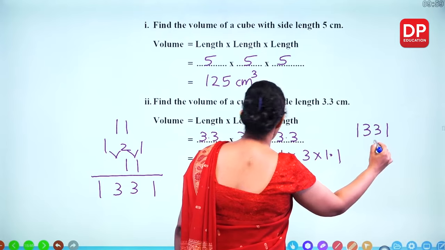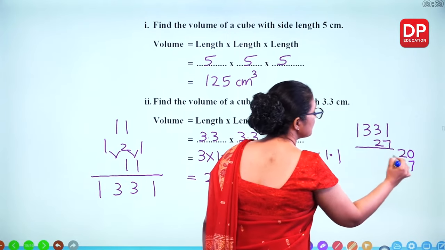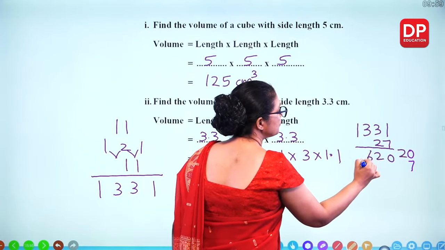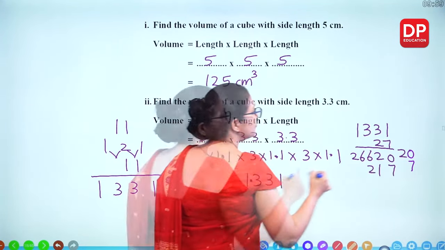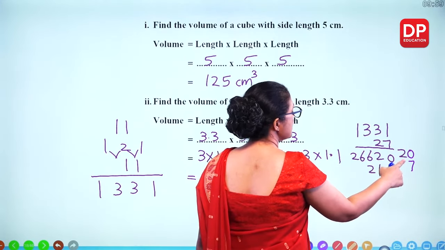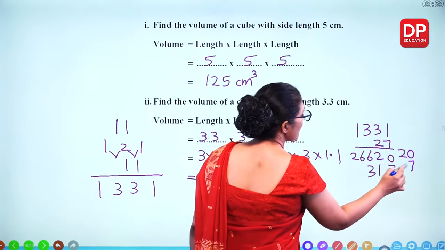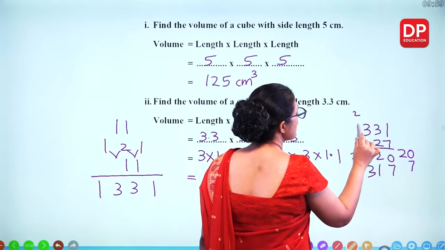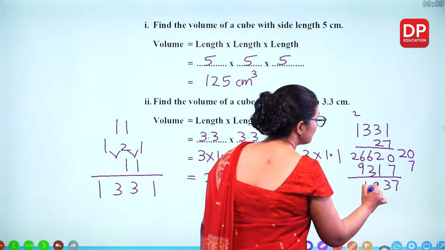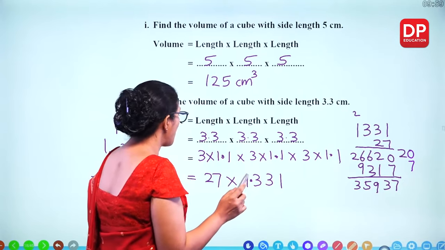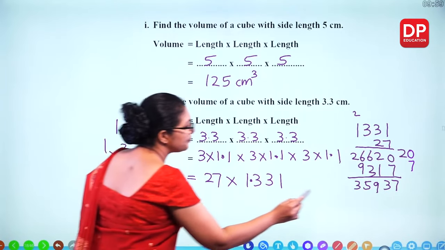Now we can just multiply this. 1331. Multiply by 27 first. 20 and 7. 0 multiplied by 2. And multiply by 7 now. 7 times 3, 21. 2 remaining. 7 times 3, 21 plus 2, 23. And 2 remaining. 7 times 1, 7 plus 2, 9. Add it together, get this answer. Now you have to think about keeping 3 decimal places. So what's the final answer?